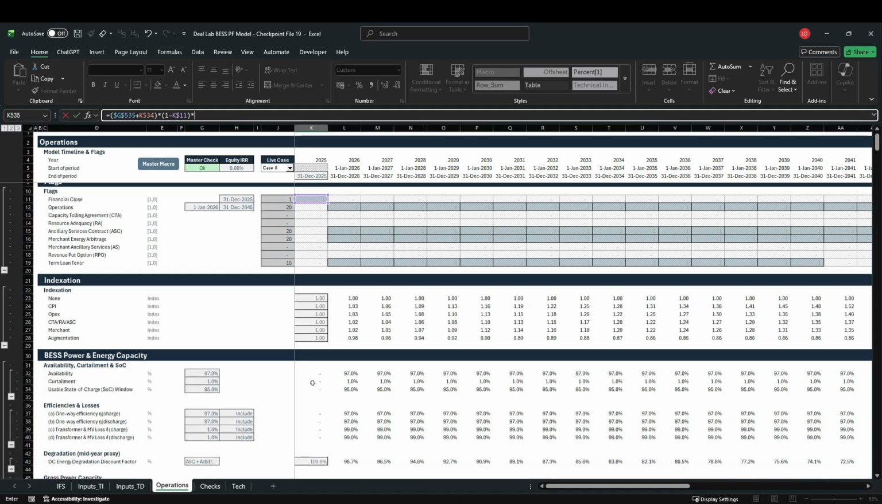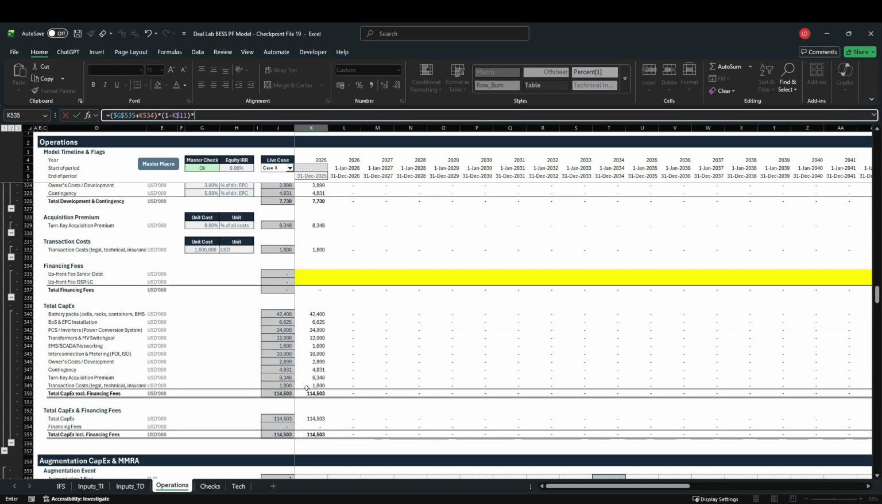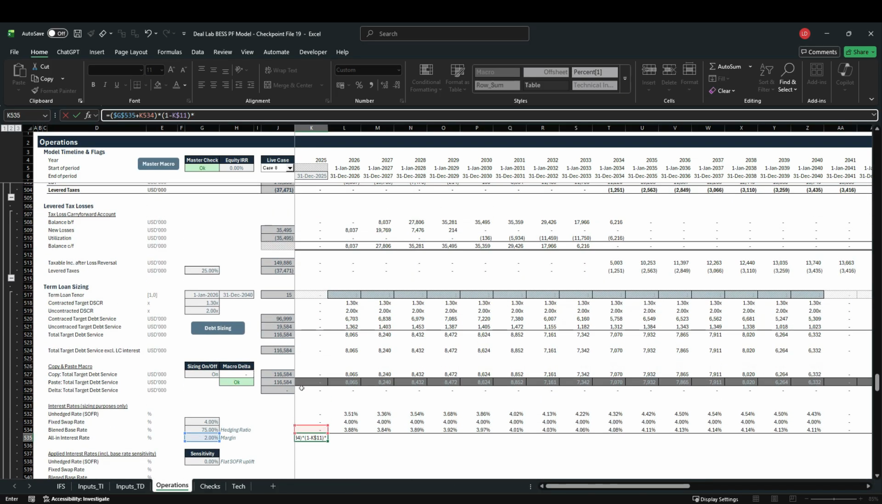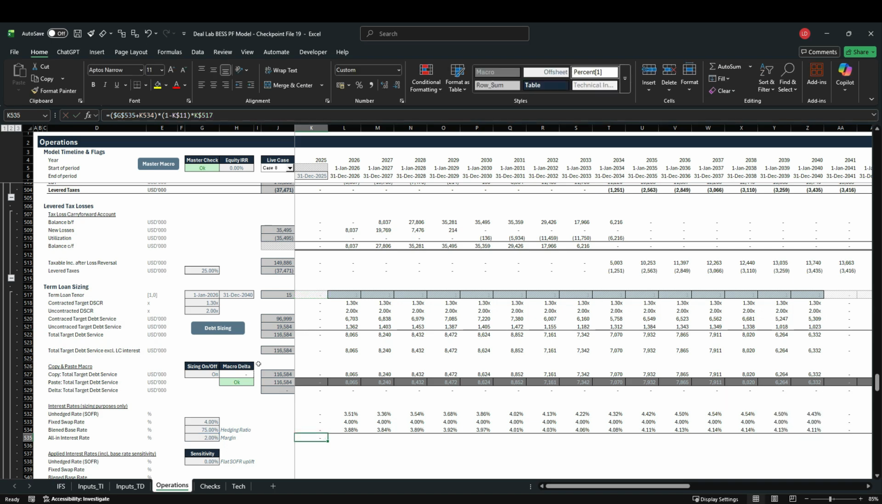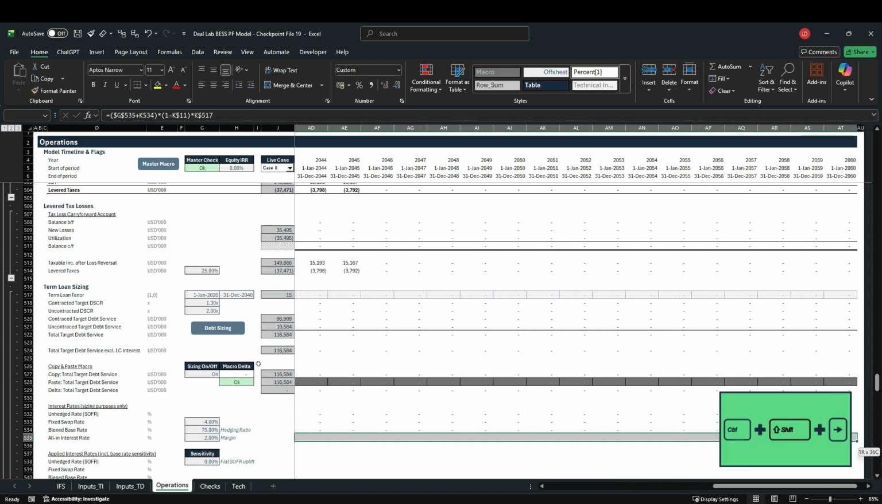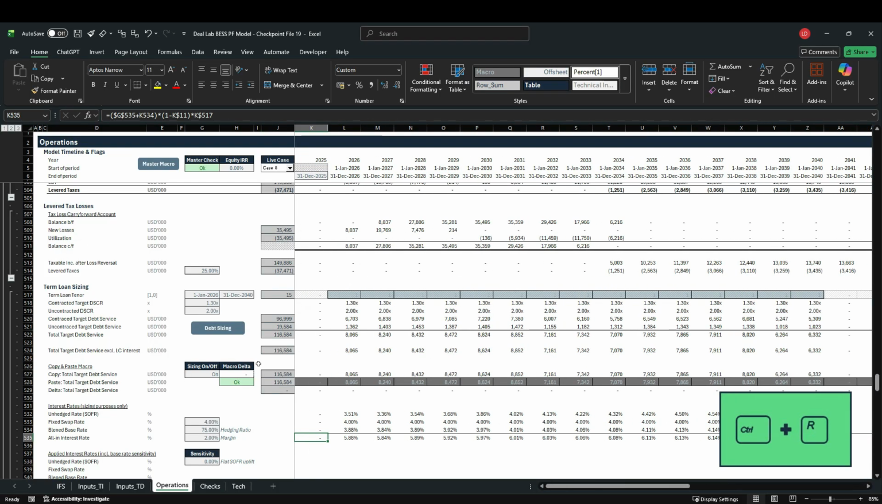And then we'll also multiply this with, let's scroll back down, our term loan tenor flag, because the margin is only due during our actual term loan tenor. Hit F4 twice and hit enter. Drag this over, Control R.